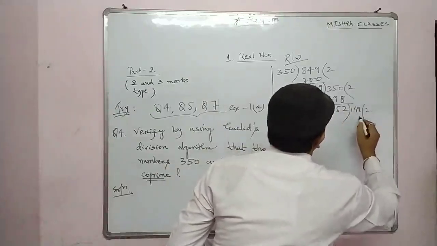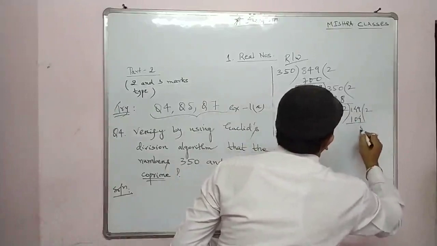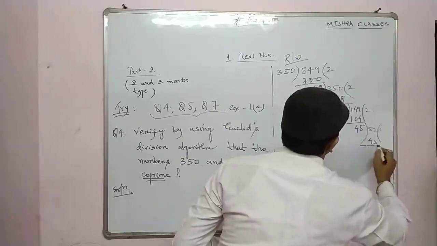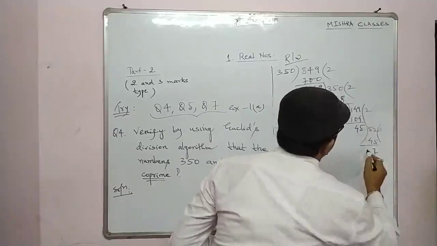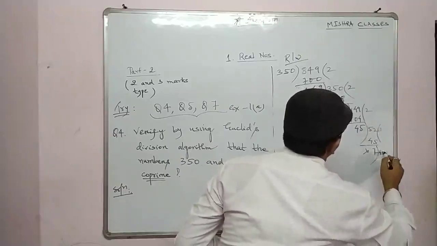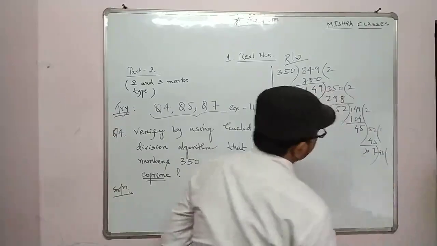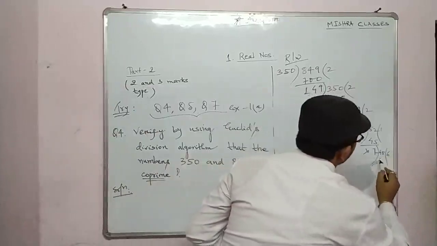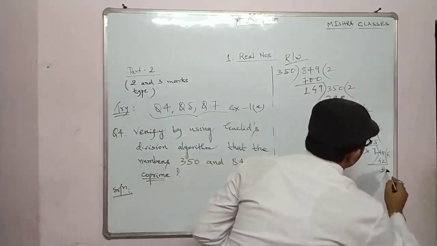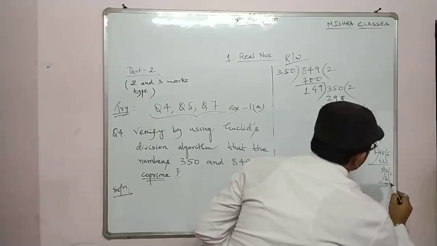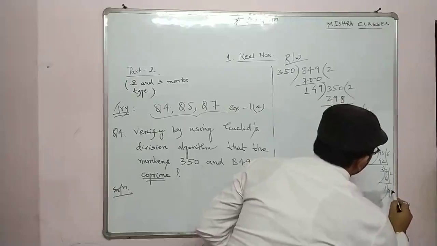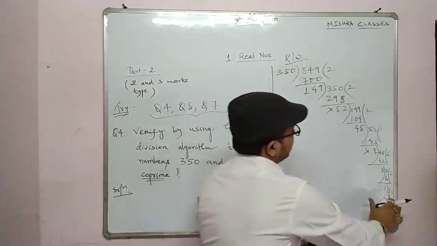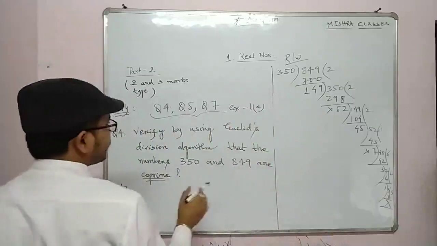Then 52 2 times is 104, and 149 minus 104 gives 45. Then 45 1 time is 45, and 52 minus 45 gives 7. Then 7 6 times is 42, and 45 minus 42 gives 3. Then 3 2 times is 6, remainder 1. Then 1 3 times is 3. Space was little left. See, it is coming like this. Now how will you write?